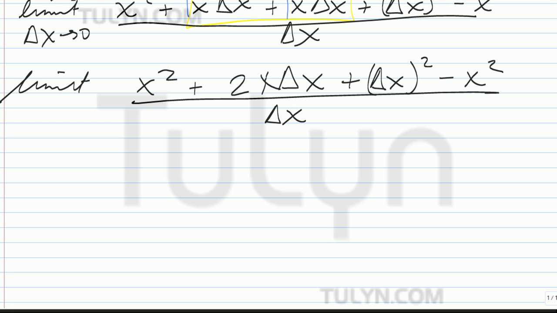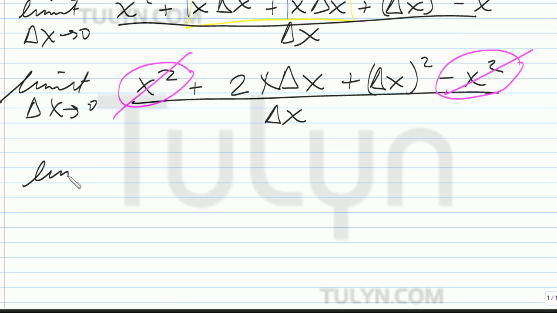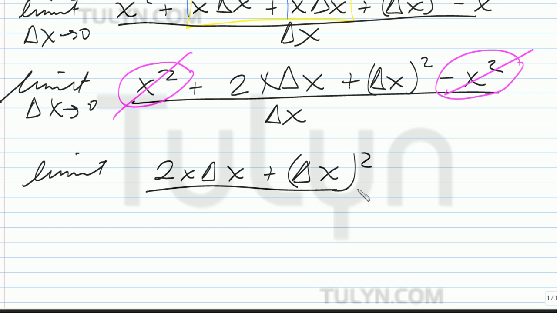So what do you have in common? Combine your like terms: there's negative x squared and positive x squared, so that cancels out, as delta x approaches 0. So then go ahead and see what's left over. You've got 2x delta x plus delta x squared over delta x as delta x approaches 0.